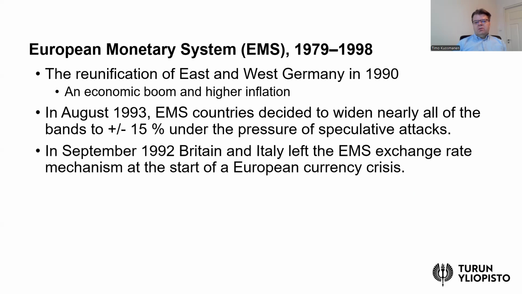The central bank had to defend it initially, but eventually, in 92, Great Britain and Italy had to leave the EMS exchange rate mechanism, and there was a European currency crisis. And in 1993, the bands were increased up to plus or minus 15% because there were so many speculative attacks. Fixed exchange rates couldn't be maintained during this currency crisis of the early 90s.